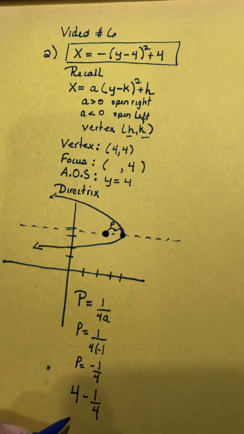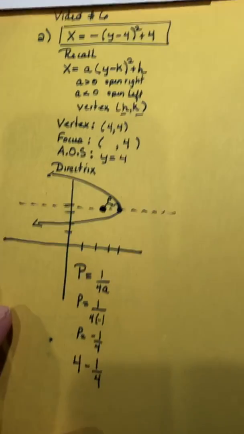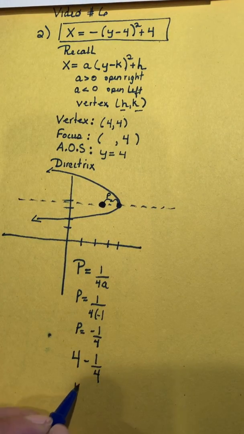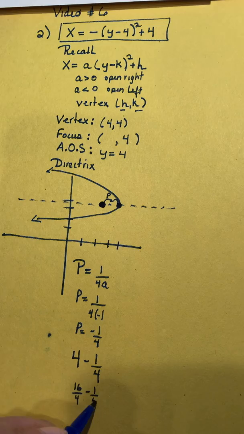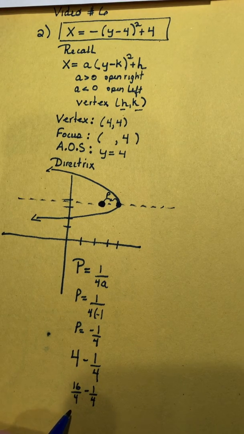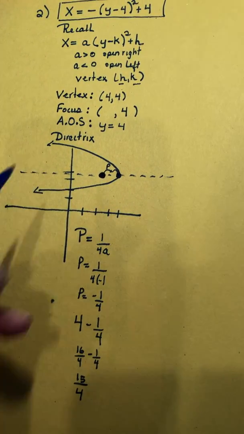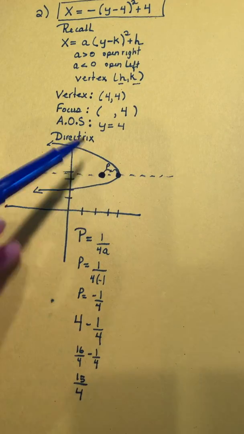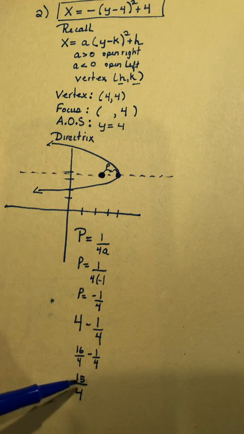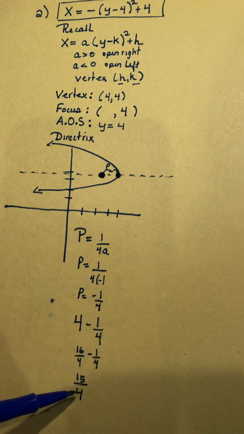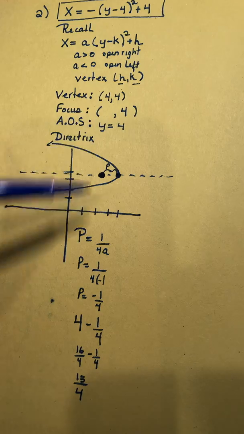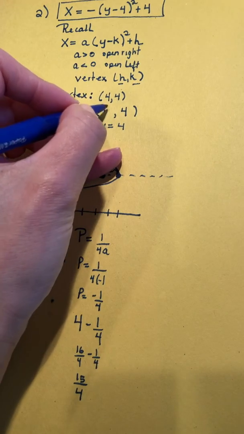So 4 is really what? That's really 16 over 4 minus 1 over 4. My x value of my focus is 15 over 4. So hopefully you can see that calculation. Okay, so just using your common sense and thinking about the geometry, 15 over 4 is less than 4, so that makes sense. So this point is 15 over 4.